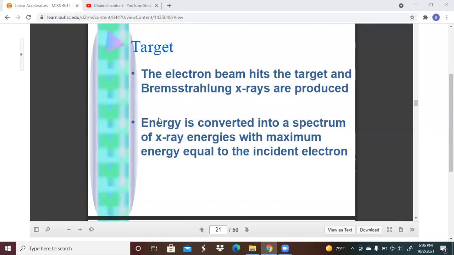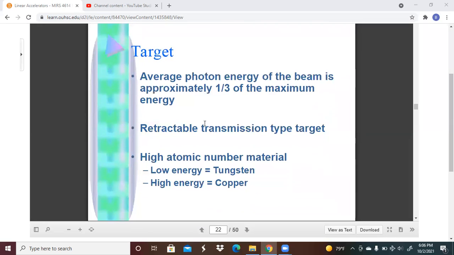Then on your way out, you have the target. The electron beam hits the target and Bremsstrahlung X-rays are produced. Energy is converted into a spectrum of X-ray energies with maximum energy equal to the incident electron. So the average photon energy of the beam is approximately a third of the maximum energy. Retractable transmission types of target. And we also have high atomic number material in them. Low energy is going to be tungsten, high energy is going to be copper.